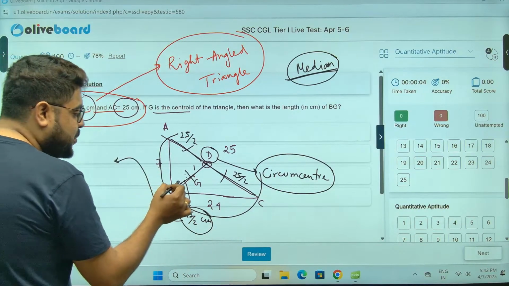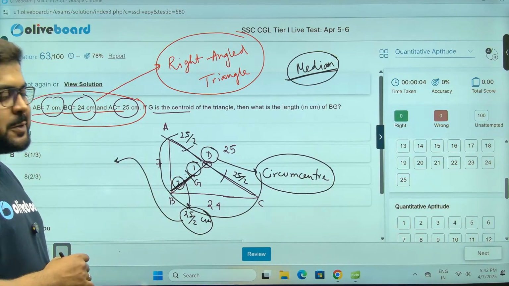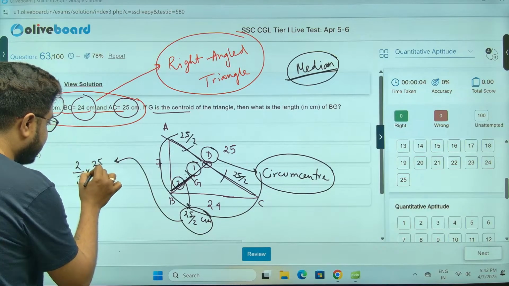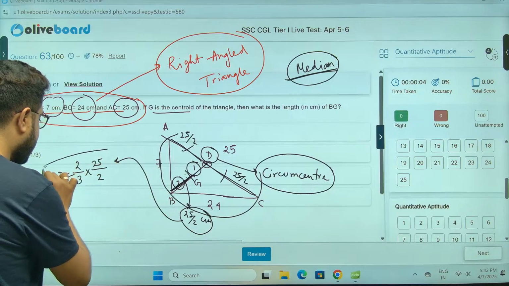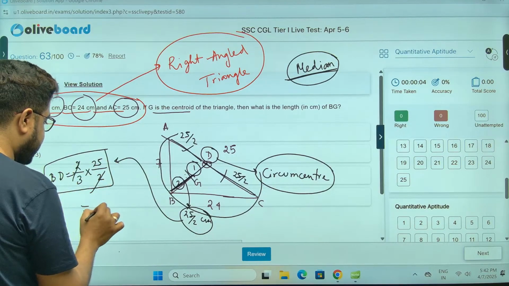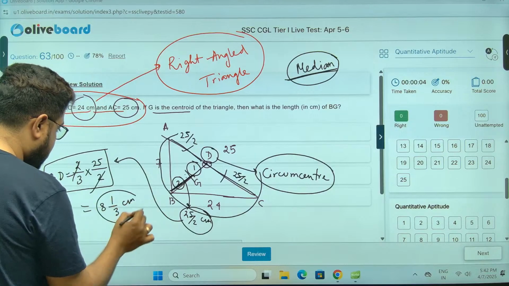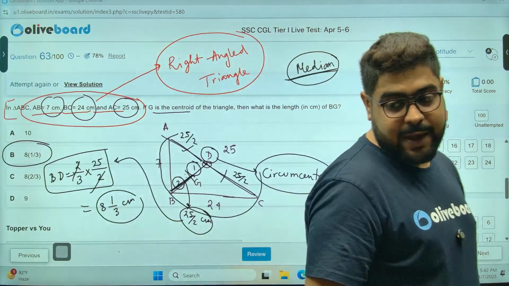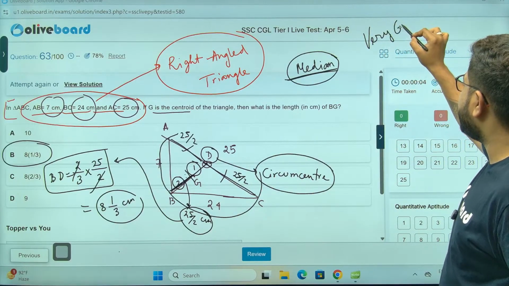So BG will be 2 parts out of 2 plus 1, 3 parts. So this is 2/3 of 25/2, that will be BG. Calculate, sir, 25/3, 8 whole 1/3. Option number B, sir. Everybody, this was a very good question. Very, very, very good question, sir.